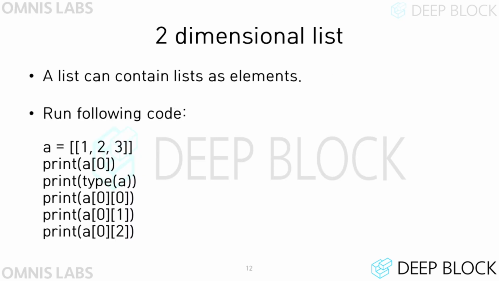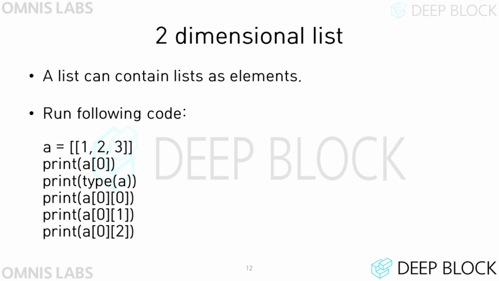You can put a list inside a list. Let's run the code on the slide. First, put 1, 2, 3 in the list, and assign this list to a variable called A. And let's print A[0]. Since we put a list with 3 elements in the list A, the element at index 0 is the list 1, 2, 3. The type of A[0] is list.